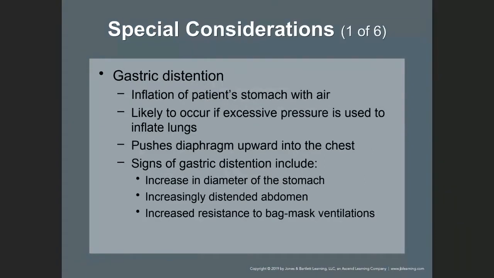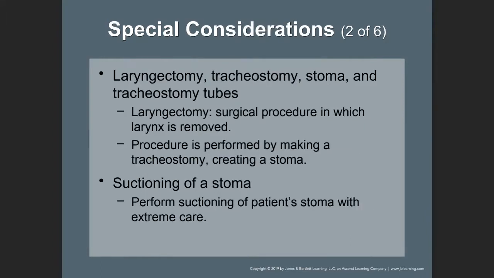Now, special considerations. Gastric distension, inflation of the patient's stomach with air, is likely to occur if excessive pressure is used to inflate the lungs. It pushes the diaphragm upward into the chest. Signs of gastric distension include an increase in the diameter of the stomach, an increasingly distended abdomen, and increased resistance to bag mask ventilations.